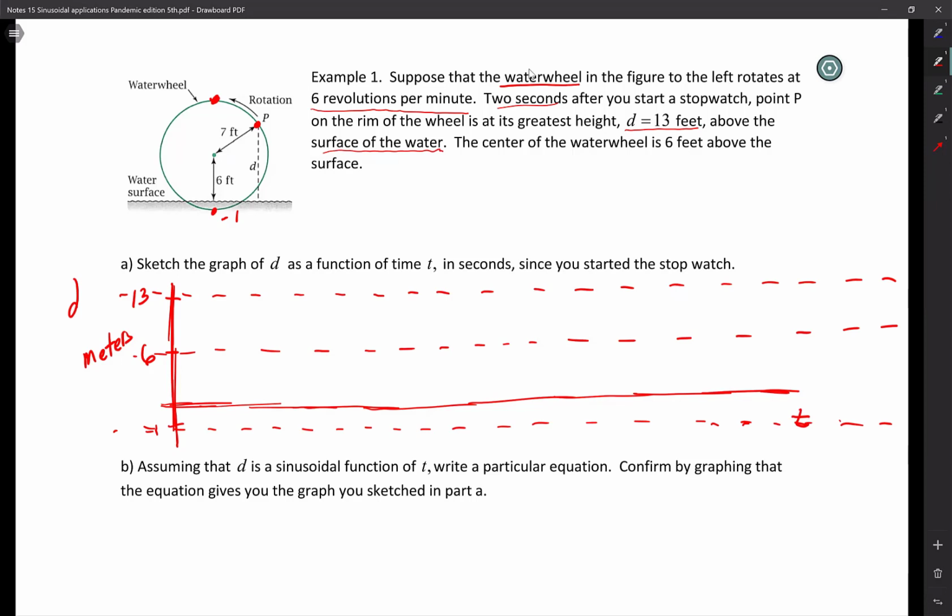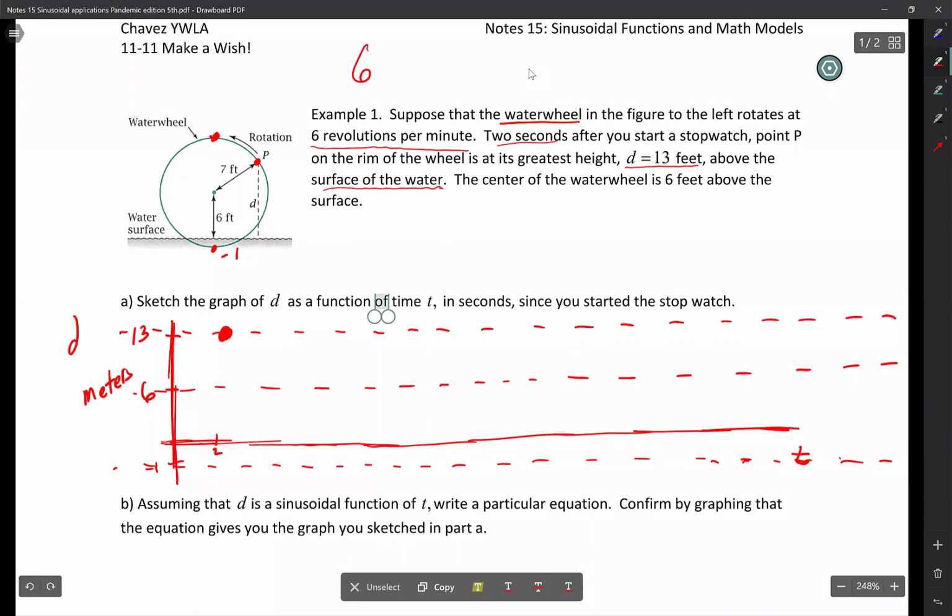So now it says, let's see, 2 seconds after you start the stopwatch, point P on the rim of the wheel is at its greatest height, 13. So I'm gonna say 2 seconds is right here, guys. And at 2 seconds, I'm at the greatest height 13, so put a point at (2, 13). I know that this water wheel does 6 revolutions every minute. So if it does 6 revolutions every minute, how long does it take for me to do 1 revolution?